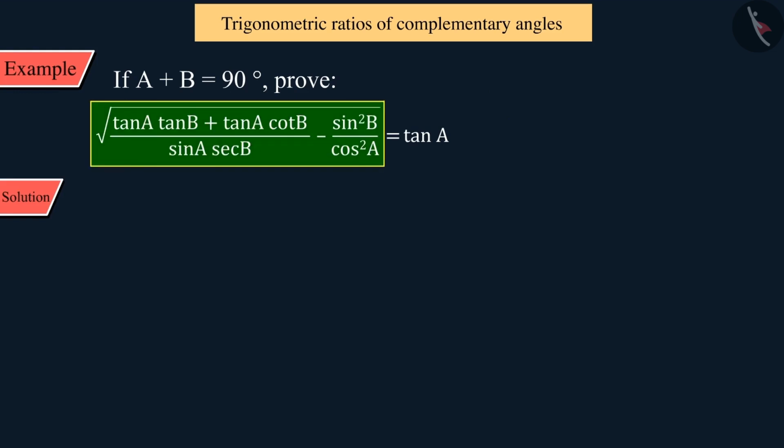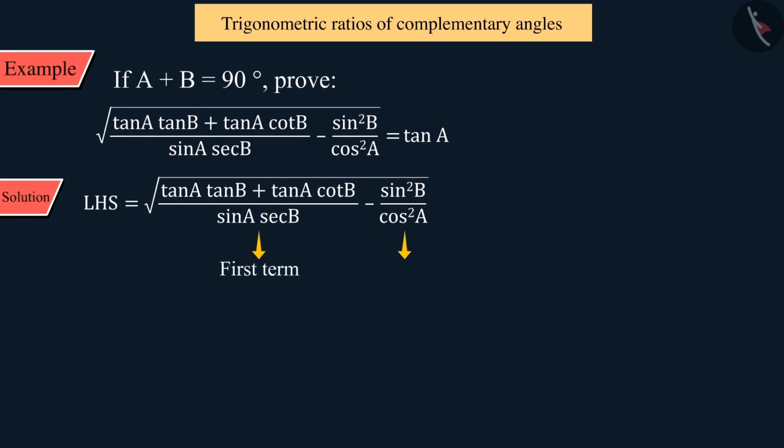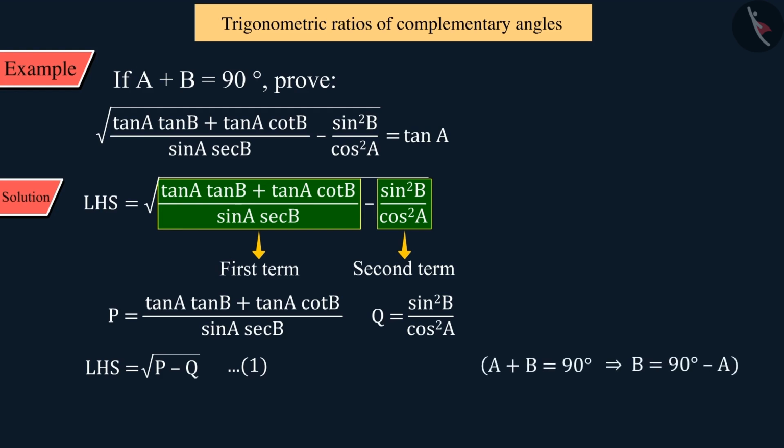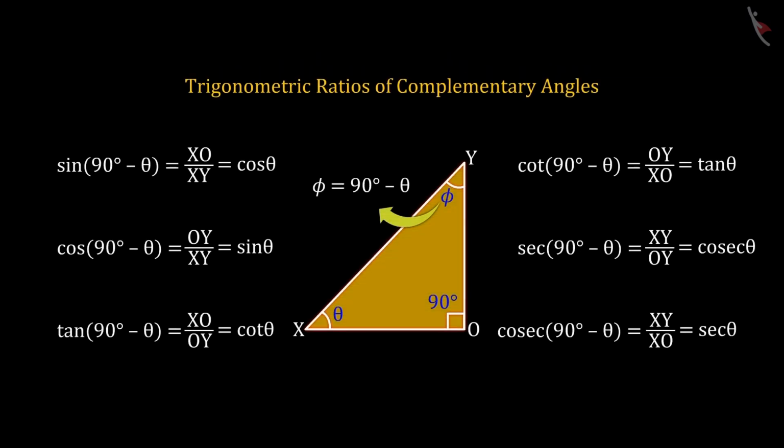Let us discuss the left side of the equation. For easy understanding, we represent the first term of the square root with P and the second term with Q, where the angles A and B are acute angles. This can be expressed as equation 1. Since it is given that A plus B is equal to 90 degrees, to solve these equations, we will use trigonometric ratios of complementary angles.